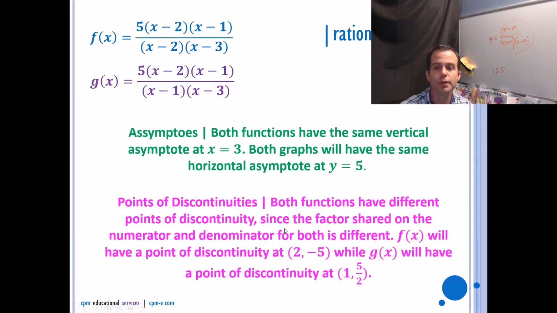Point of discontinuity: both functions have different points of discontinuity since the factor shared on the numerator and denominator for both is different. See how I also stated how I know where to look for the point of discontinuity. f of x will have a point of discontinuity at (2, -5), while g of x will have a point of discontinuity at (1, 5/2). And again, I would have to have algebraically solved for those y values by plugging the forbidden x value into the simplified function.